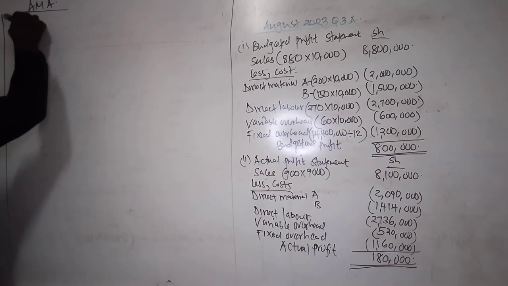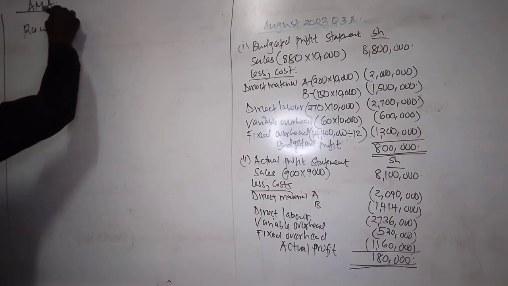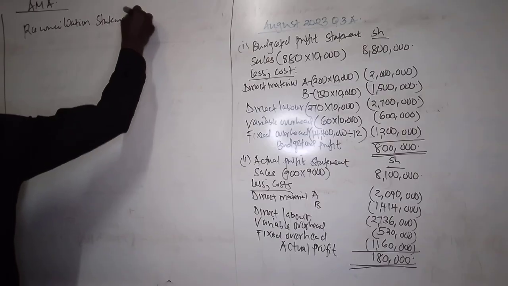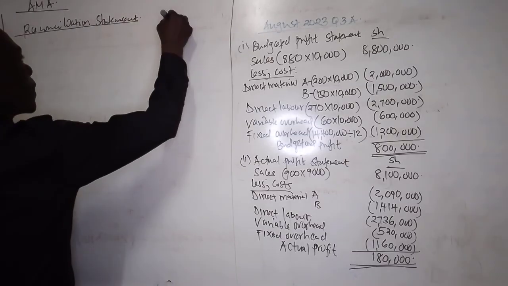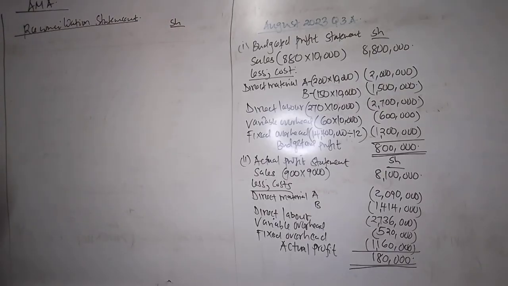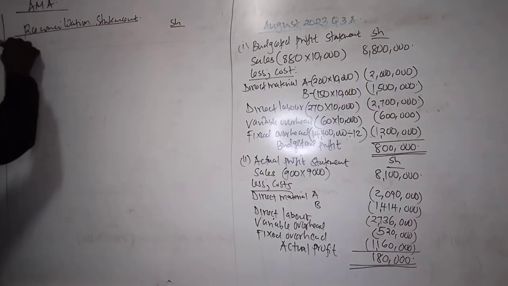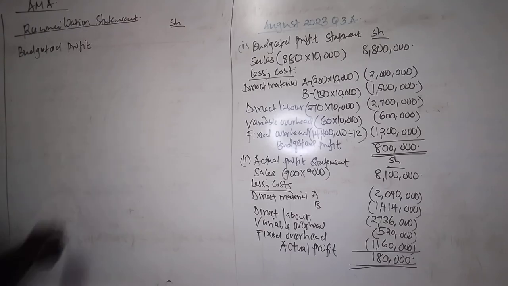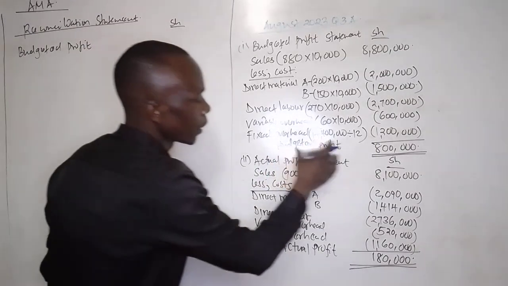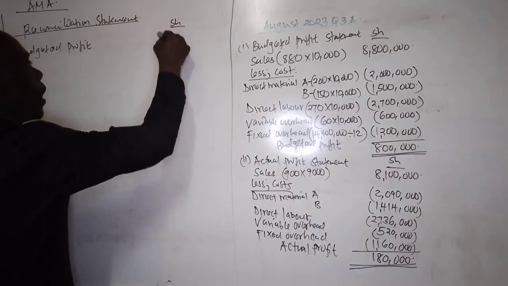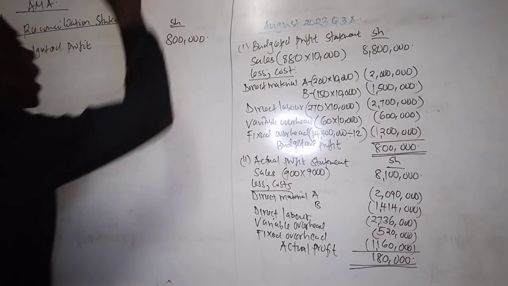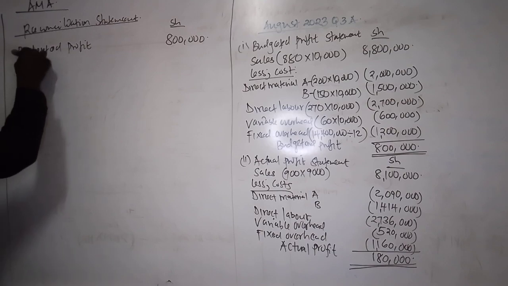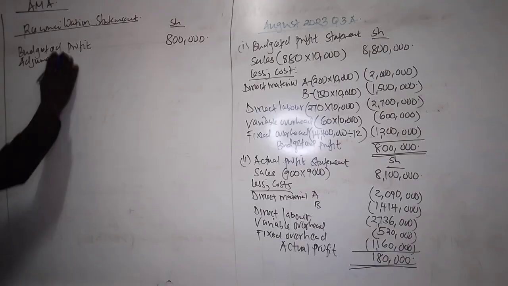So let us have the reconciliation statement. Mwalimu said that you start with the budgeted profit, and we had computed our budgeted profit as 800,000. That's our budgeted profit. Then we need the adjustment.